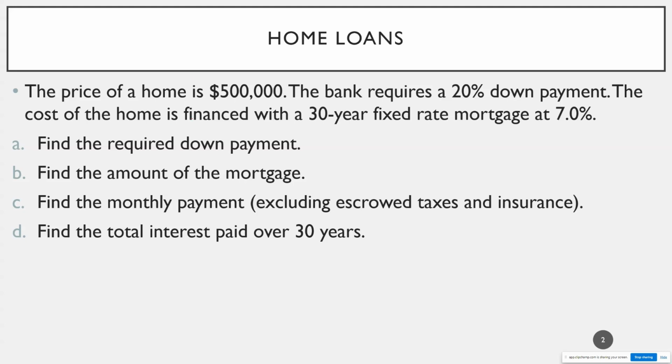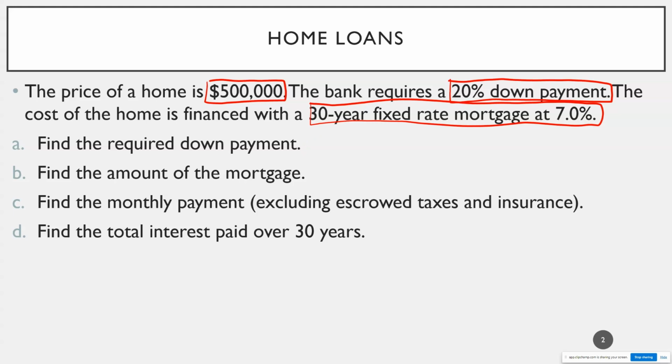price of the house is $500,000. However, the bank requires you to put down 20%. So immediately what you have to do is put down 20% to purchase the house. Then the remaining balance, that cost of the home, that remaining balance is financed at a 30-year fixed mortgage rate at 7%.